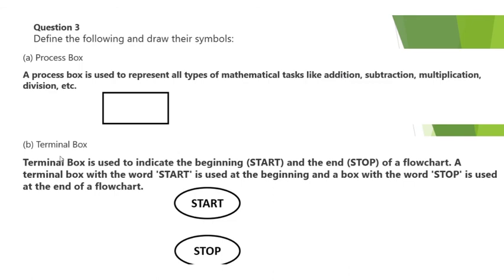Now come to the terminal box. How can we define the terminal box? A terminal box is used to indicate the beginning, that is start, and the end, that is stop, of a flowchart. A terminal box with the word start is used at the beginning, and a box with the word stop is used at the end of a flowchart. Now these two oval shapes represent the start and stop.